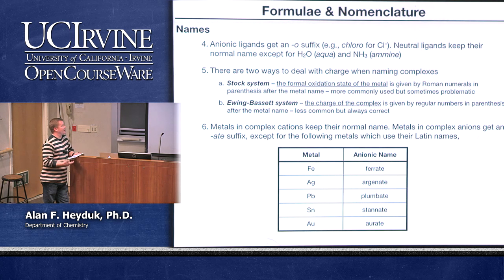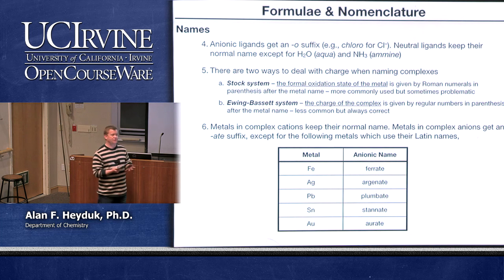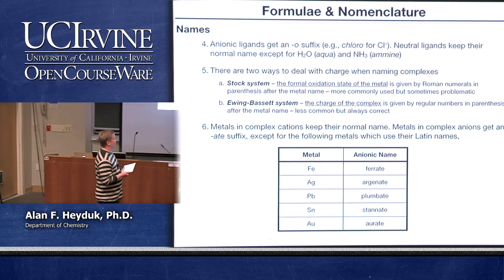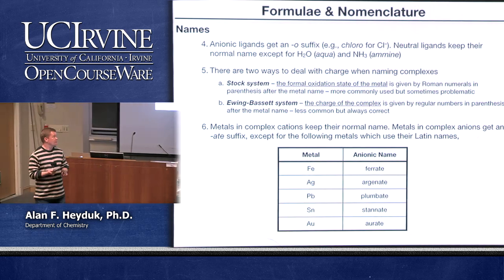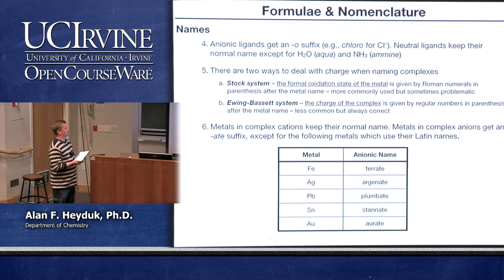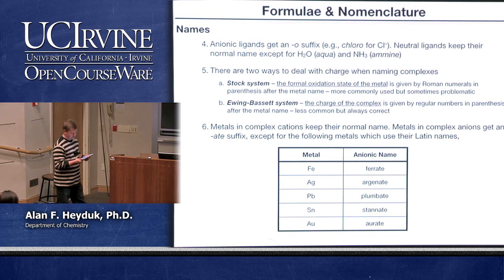Metals and complex anions get an -ate, so platinate, for example, except for the oddball metals that you always wondered why they have that symbol on the periodic table. So if you have an anion for iron, it's ferrate. If you have an anion of a silver complex, it's argentate. Plumbate, because, you know, that's what plumbers do. Stannate, aurate, so on and so forth.